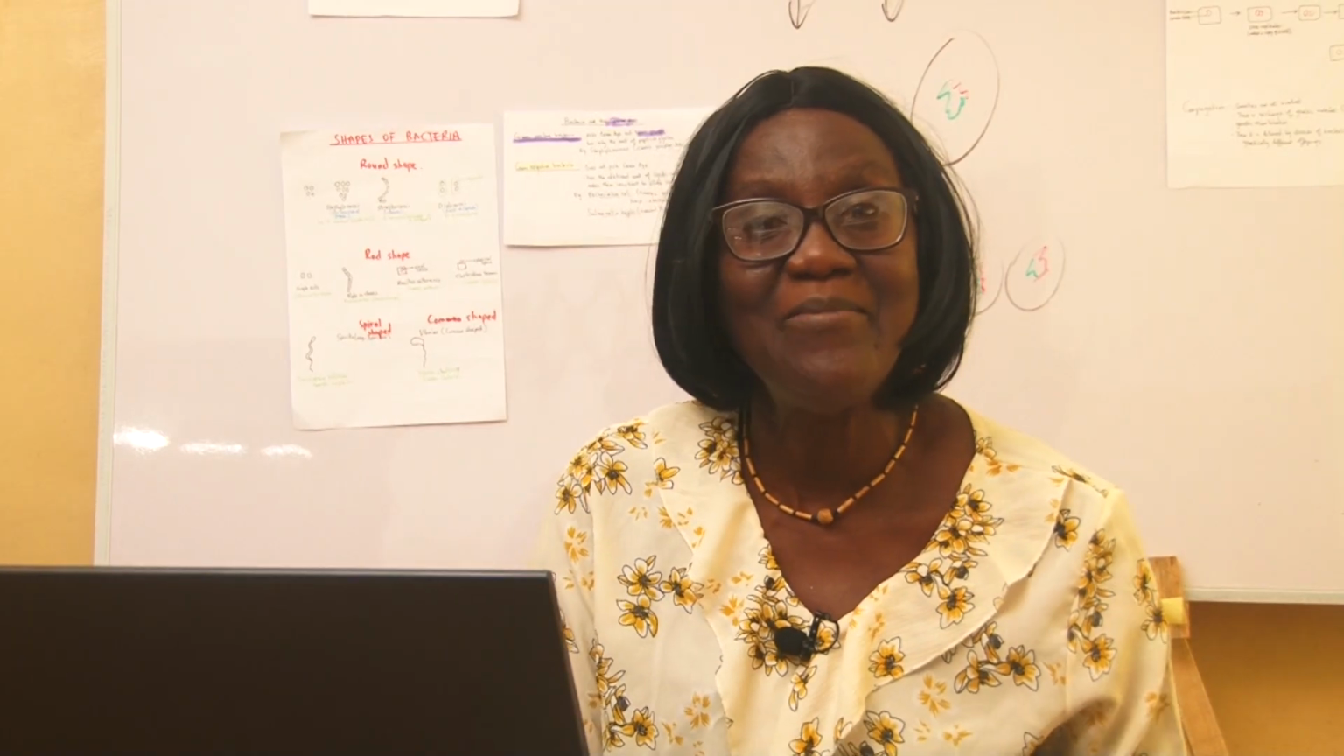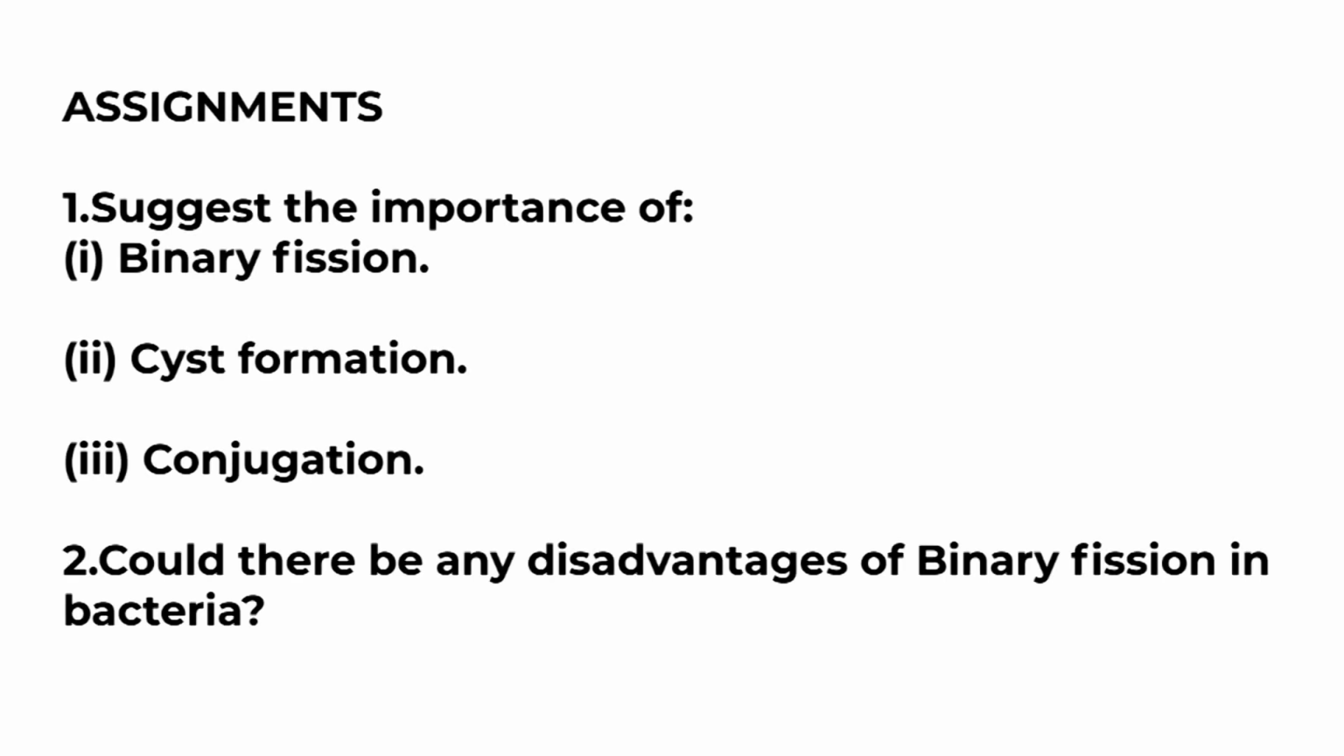So you have some assignment to work on, and this is the first one. Suggest the importance of the following: binary fission, cyst formation, conjugation. 2. Could there be any disadvantages in binary fission in bacteria? Explain.